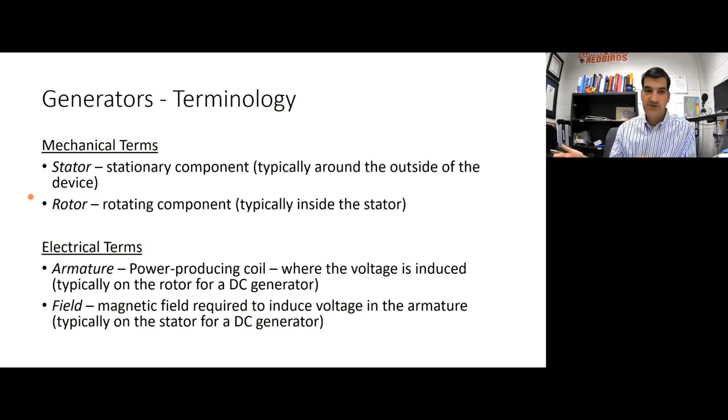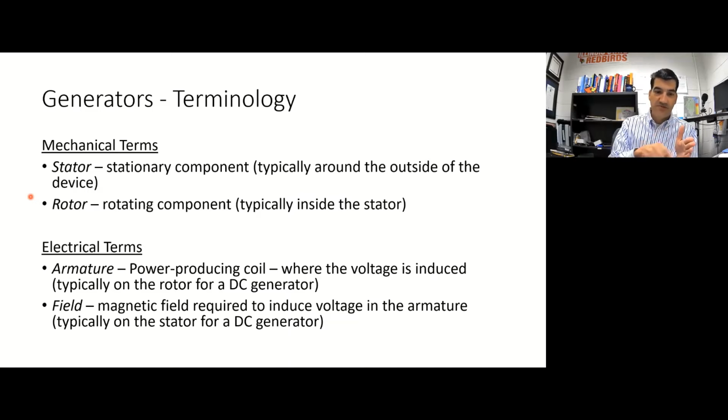For our electrical terms, we have an armature. An armature is our coil of wire where we are inducing the voltage, and the field is the magnetic field that is required for generator action. Our prototypical basic generator, the easiest one to visualize, has a magnetic field on the stator, and the armature on the rotor.